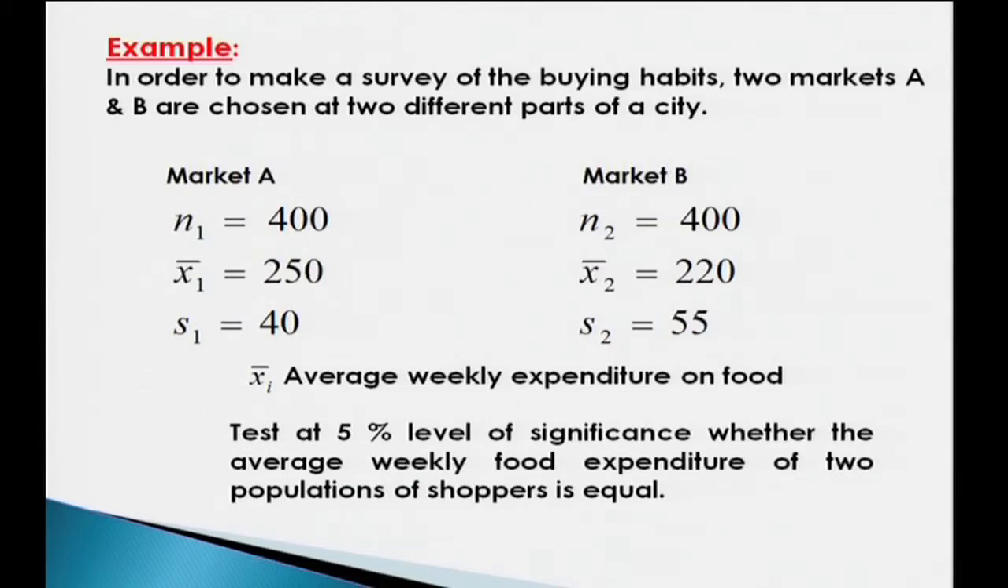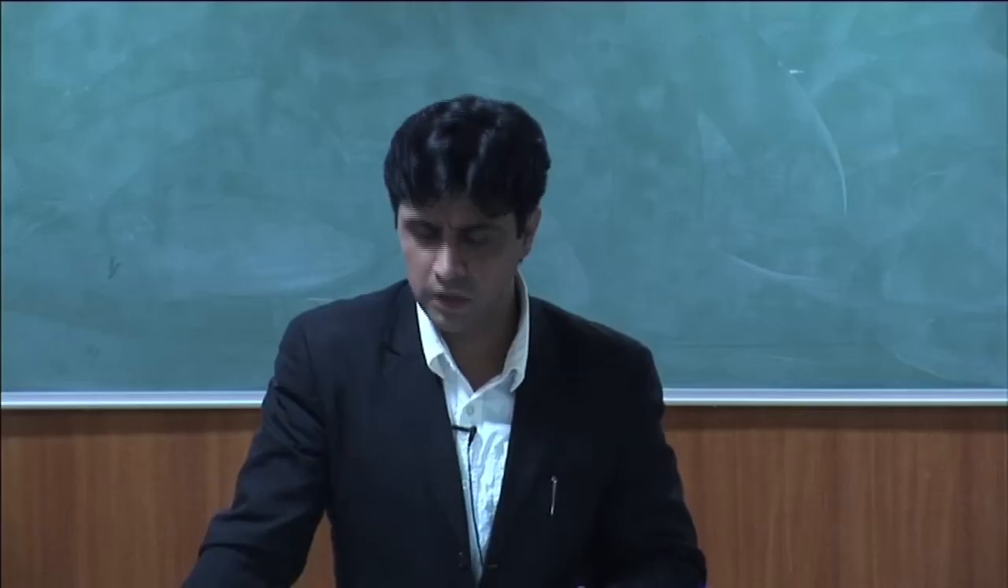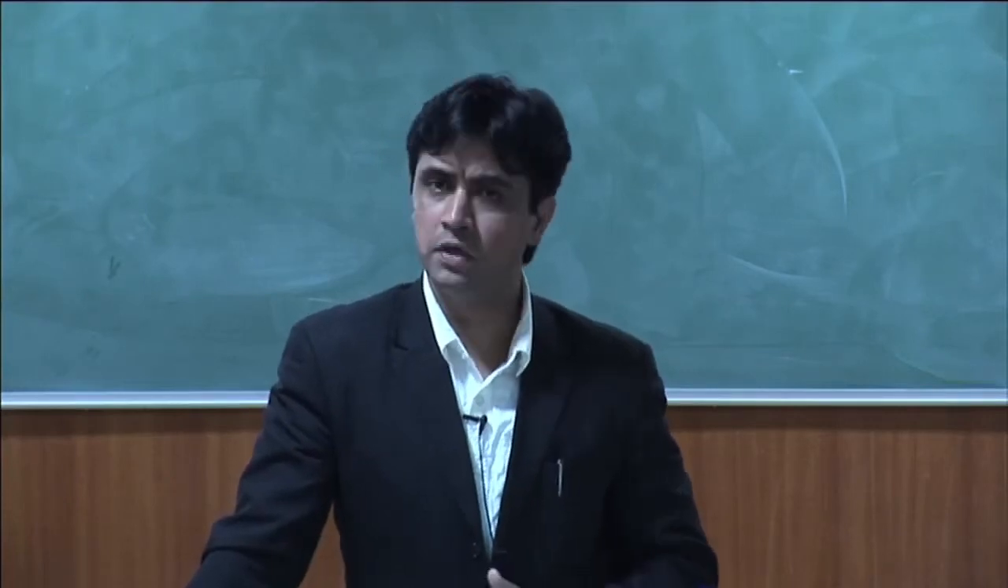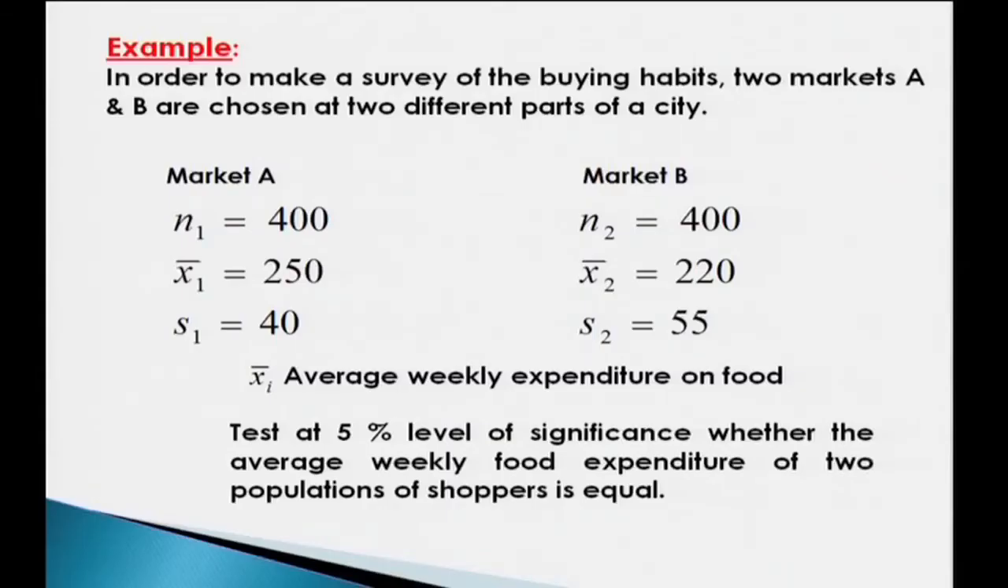Test at 5% level of significance whether the average weekly food expenditure of the two populations of shoppers is equal. So, which situation is it? Is he saying that we need to compare the single sample with the population? He is not saying so, right. He is also not talking in terms of proportion, he is only talking in terms of means. There are two means, their difference we are talking about. So, it is a situation of difference of means, right. Hope you can solve this with the same Z value.